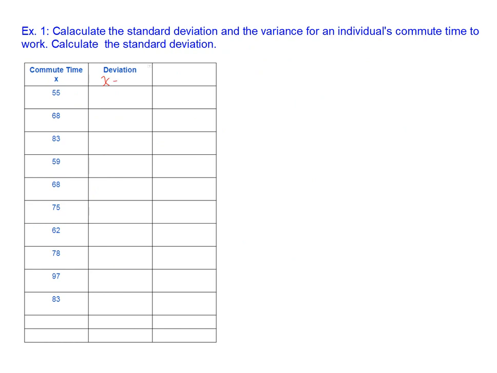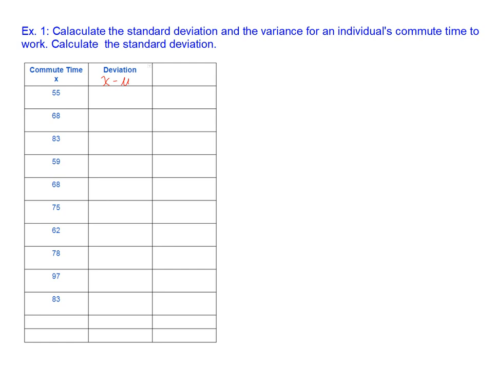Now, we don't know if this is a sample or not, but let's maybe assume that this is the entirety of the person's commute. Maybe they just moved to a new area and they just started tracking. So we're going to assume that this is a population. We don't know that for sure, but that's an assumption I think we'll make here. So we need to find x minus the mean. So we need the mean.